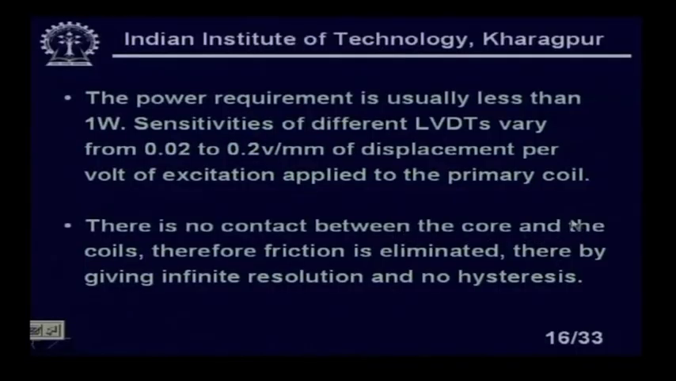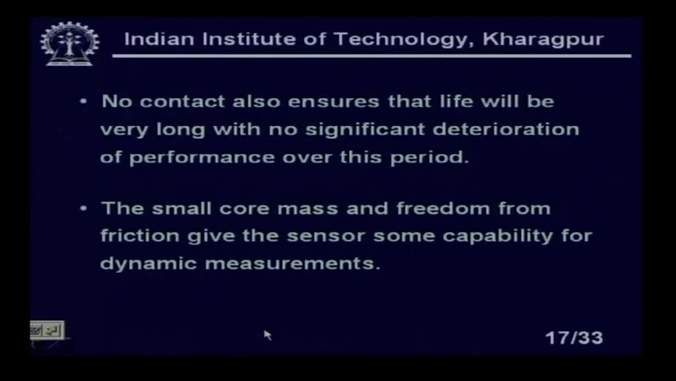So, we have seen and written that there is no contact between the core and the coils, therefore friction is eliminated, thereby giving infinite resolution and no hysteresis. This is another important point. In the potentiometer there will be a certain amount of hysteresis, but there is no hysteresis in this case. No contact also ensures that life will be very long with no significant deterioration of performance over this period. The small core mass and the freedom from friction give the sensor some capability for dynamic measurements.